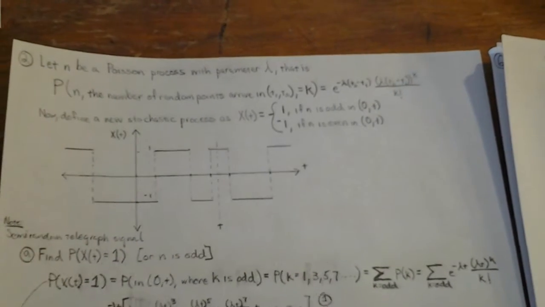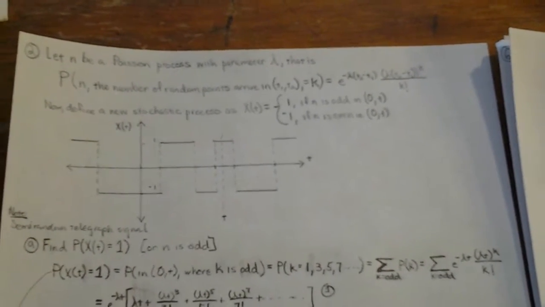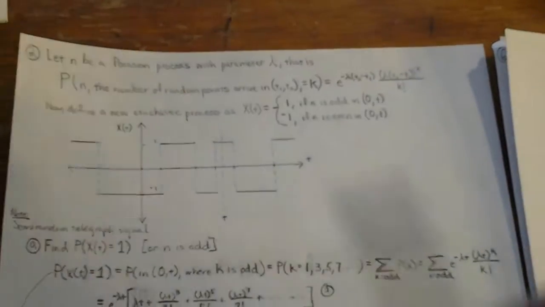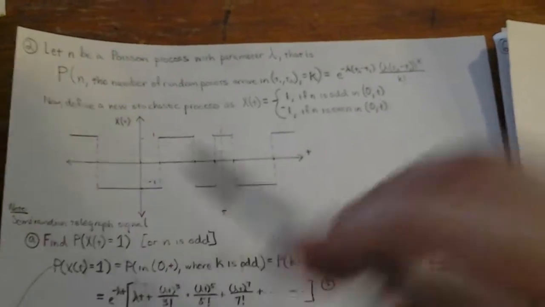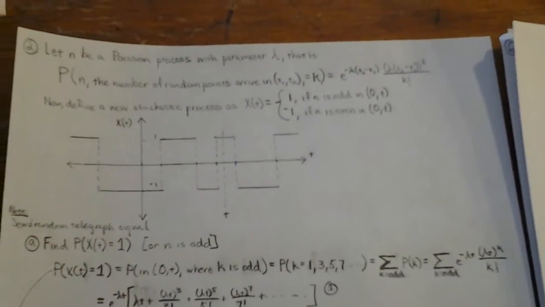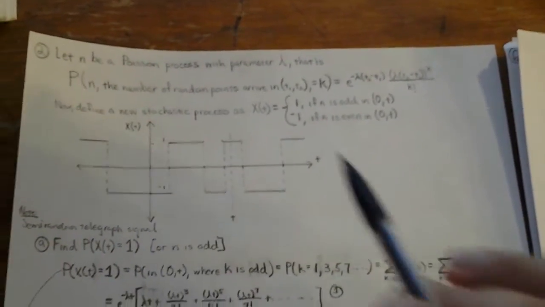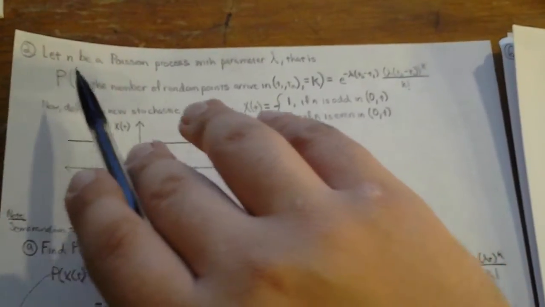Alright, now we're going to do problem number 2 of homework number 8. Problem number 2 is basically a derivation of the semi-random telegraph signal, which we saw in our notes. Let's just go through it. It actually has a total of 4 parts, A through D. So let's see what we have given.